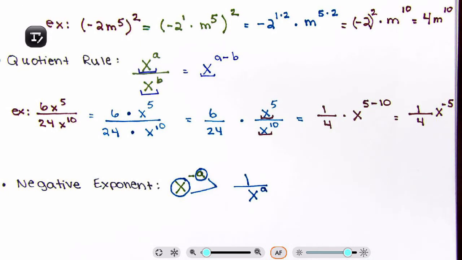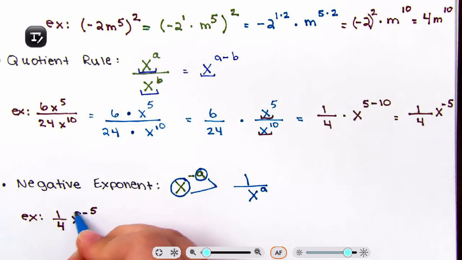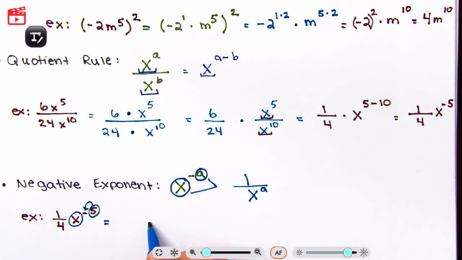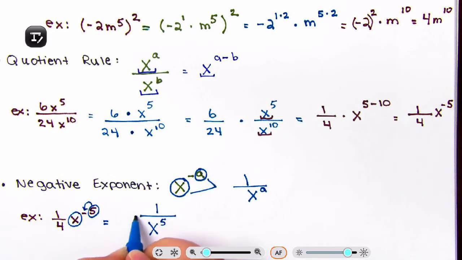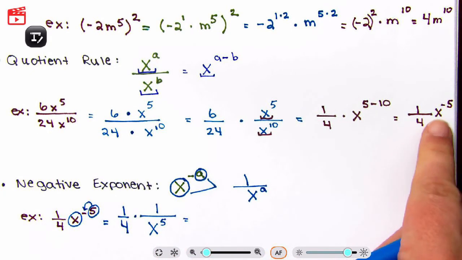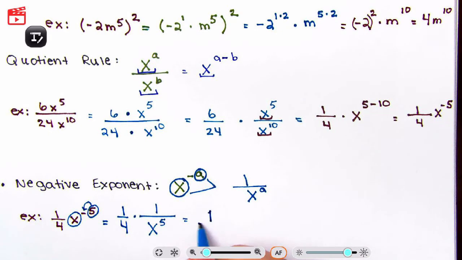So for example, let's take this one here. If I have 1/4 x to the negative 5th power, my base here is x, my exponent is 5. Yes, it is negative, so that means that x to the 5th power belongs in the denominator. But now I already have 1/4, so that means my actual answer for this question above should have been 1 over 4x to the 5th power.